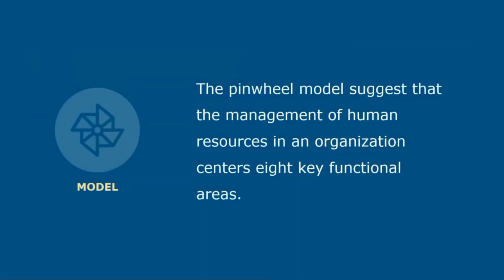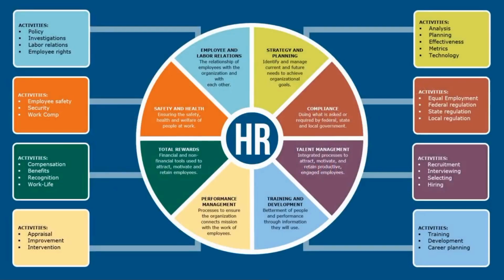Now, let's explore a simple human resource management model. The pinwheel model suggests that the management of human resources in an organization centers on 8 key functional areas. These functions are a collection of specialized human resource management work. For each functional area, human resource professionals are responsible for key activities. You can see them in the boxes around the model. Let's define each functional area and discuss those associated activities.